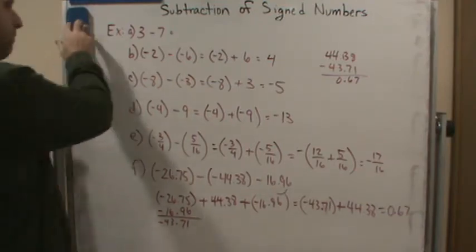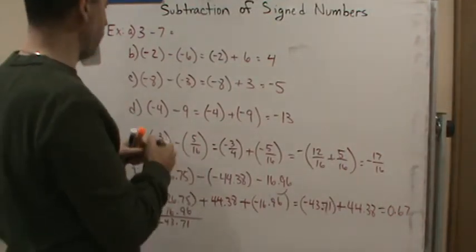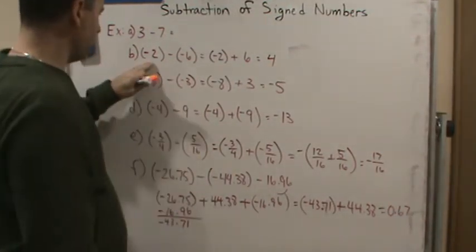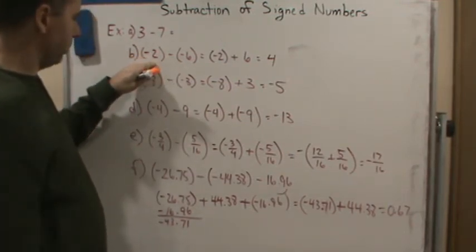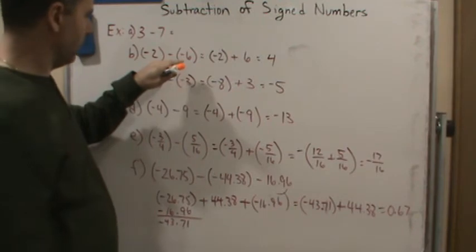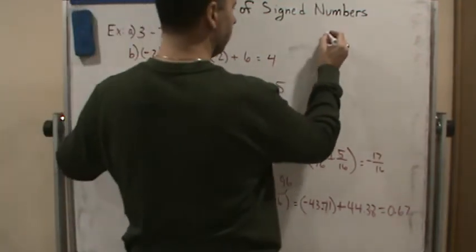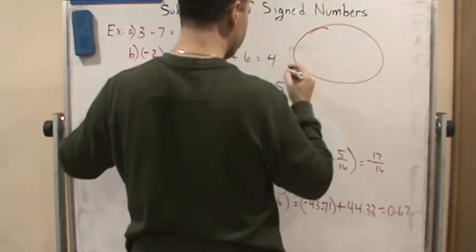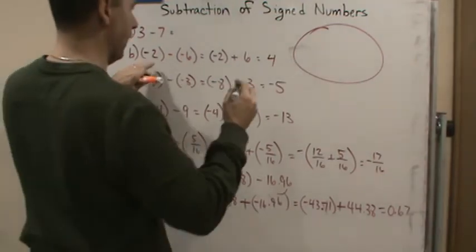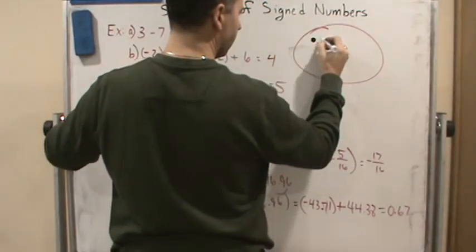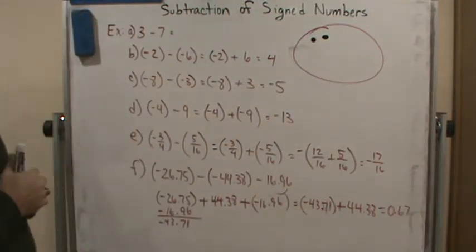Now, that's how using the rules. So let me show you the chip model. Okay, so let's do the chip model for the first one. Okay, so the chip model here says I have -2 and I want to subtract -6, right? So I have -2, so let's do the chip model. And inside the circle I have -2 chips. So let's do those with black, okay? Now that's what I have, right?